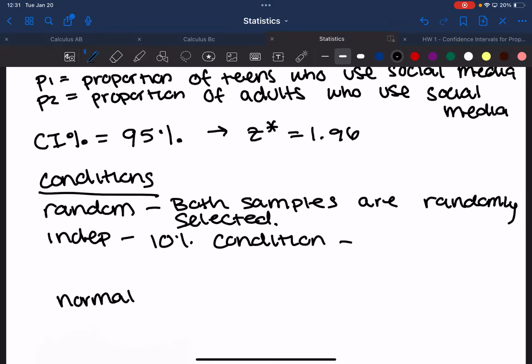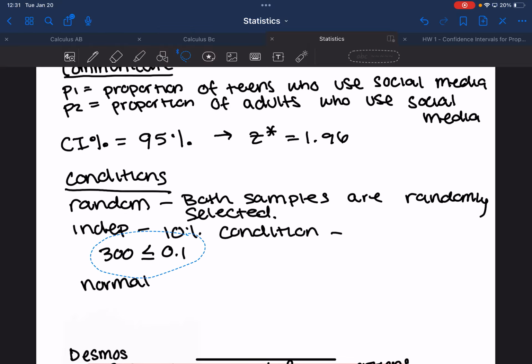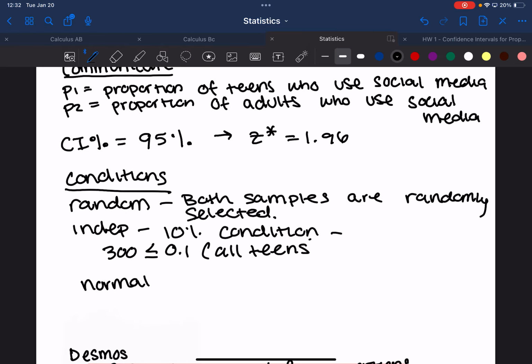Okay, so we have 300 is less than or equal to 10% of all teens. I'm not gonna have enough room. I should write it here. Okay, so all teens. And then we have 400 is less than or equal to 10% of all adults. That's us checking both samples.